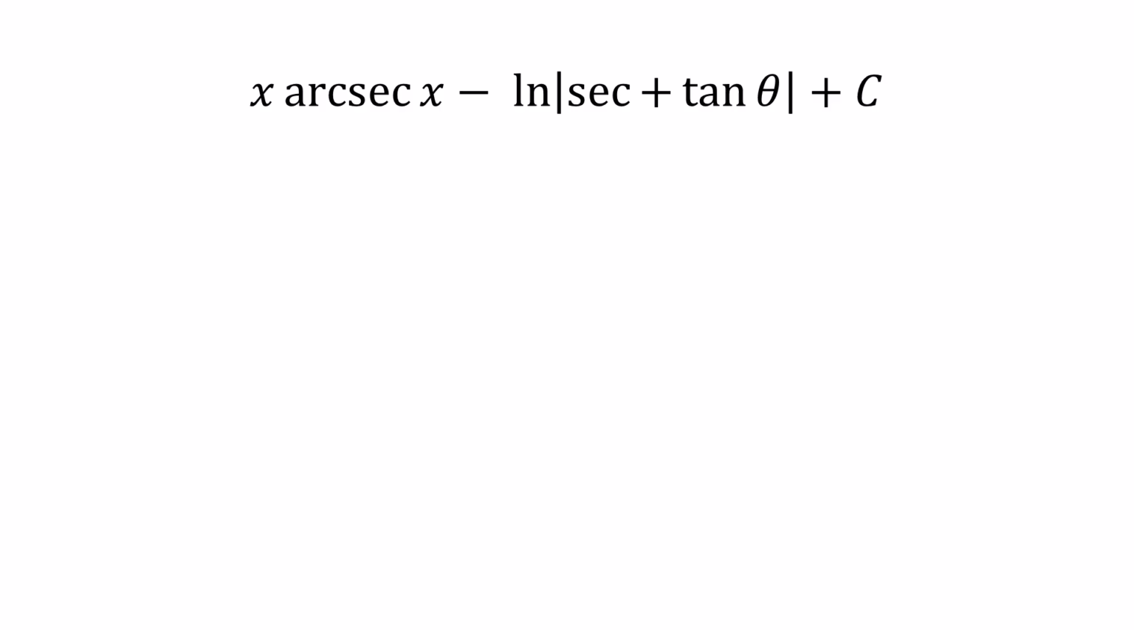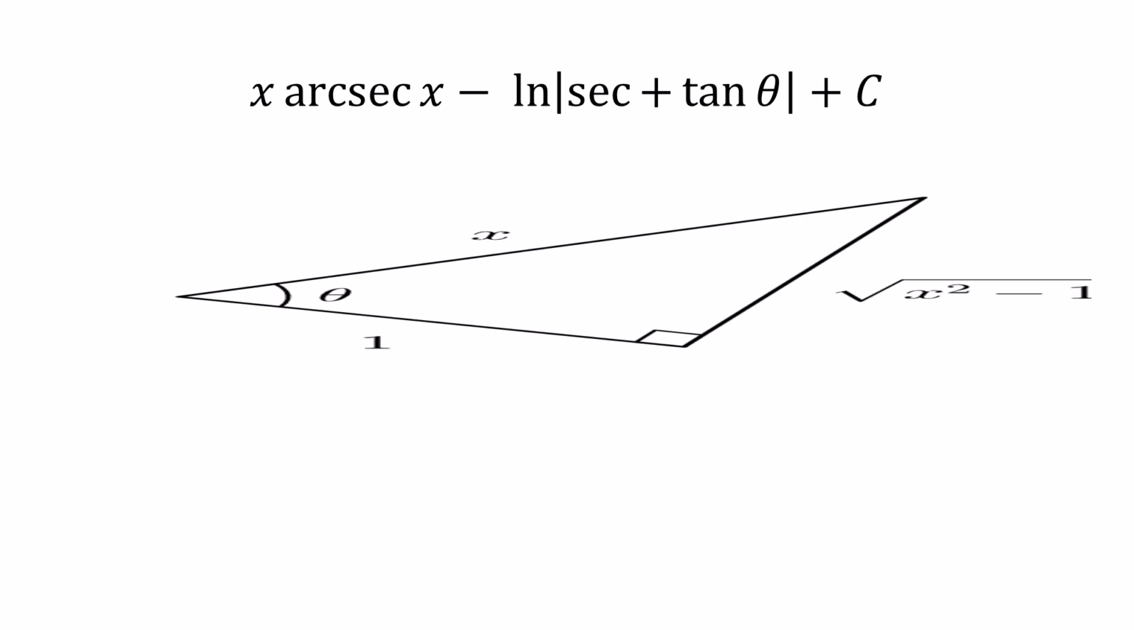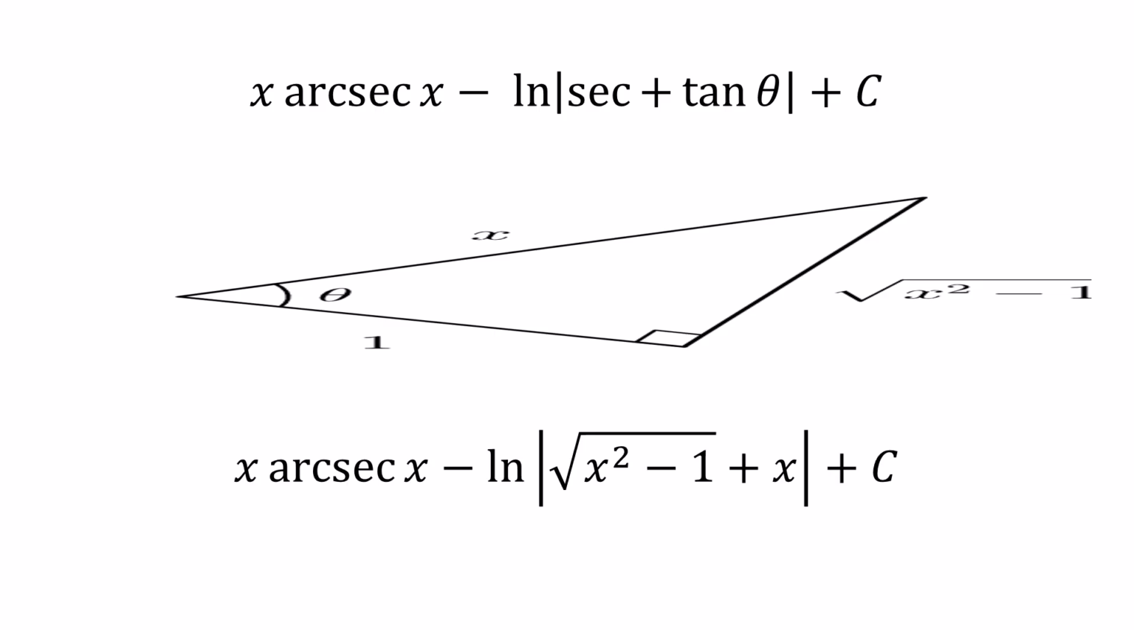Next, we draw the triangle for our substitution. Using the triangle to rewrite everything back in terms of x gives a final answer of x arc secant of x minus ln absolute value of square root of x squared minus 1 plus x plus c.